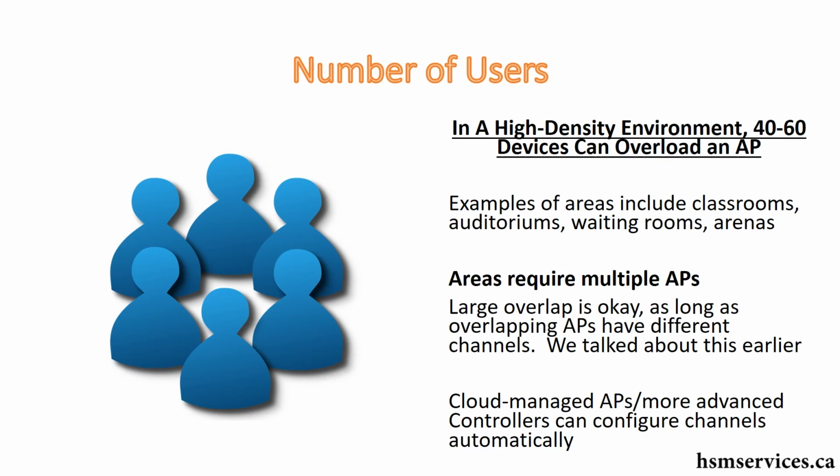If you've got a room, like in a classroom, an auditorium, a waiting room, an arena, then your access point has good signal strength in the room, but what it doesn't have is a capability of handling all the devices. So in that case, you have to add more access points to the room. So you might have a room that's 100 feet wide, and you need 5 or 6 access points to handle all the devices. And then, of course, you can use a much larger overlap. Just make sure to change the channel on each AP so that the overlapping access points have different channels. And also consider that if you've used a cloud managed access point or certain access point controllers, they can automatically configure the channels to avoid the interference.